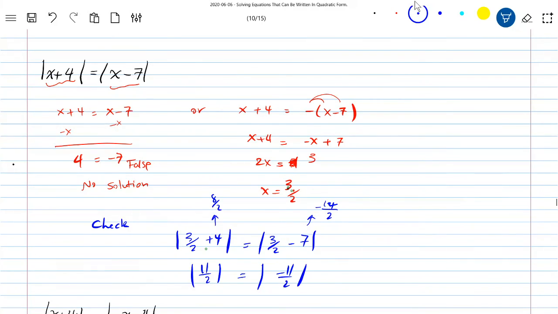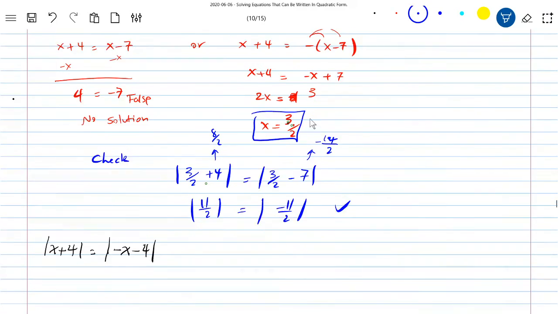Are they equal to each other? Yes, absolute value of 11/2 and absolute value of negative 11/2 are equal. So therefore, 3/2 is the solution. So what is the solution set? Even though the left side had no solution, we found the solution from the other equation. We got 3/2. So we have one solution, it's 3/2.